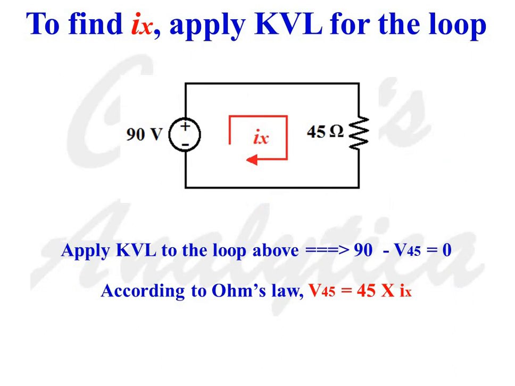To find Ix, apply KVL in the loop. Applying KVL in the loop, we will get 90 minus V45 is equal to 0. So here direction of current flow is shown in the clockwise direction.